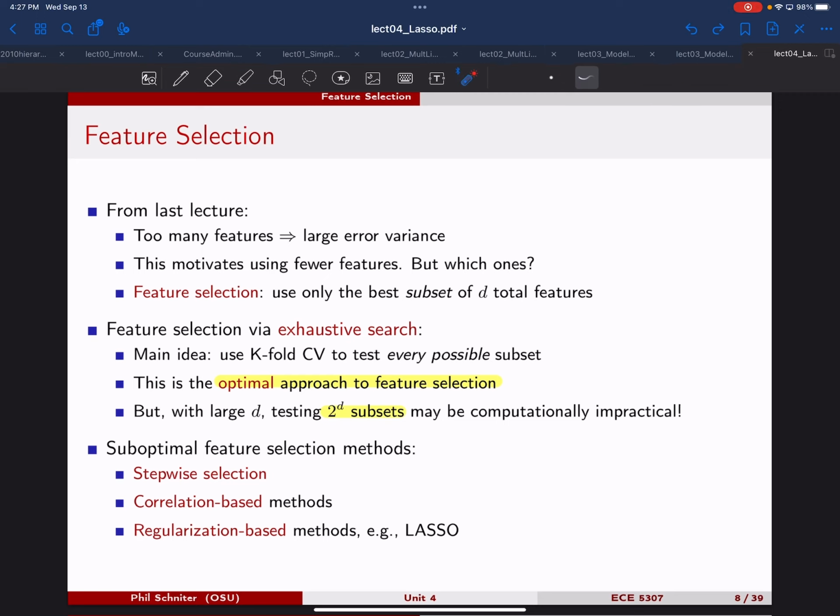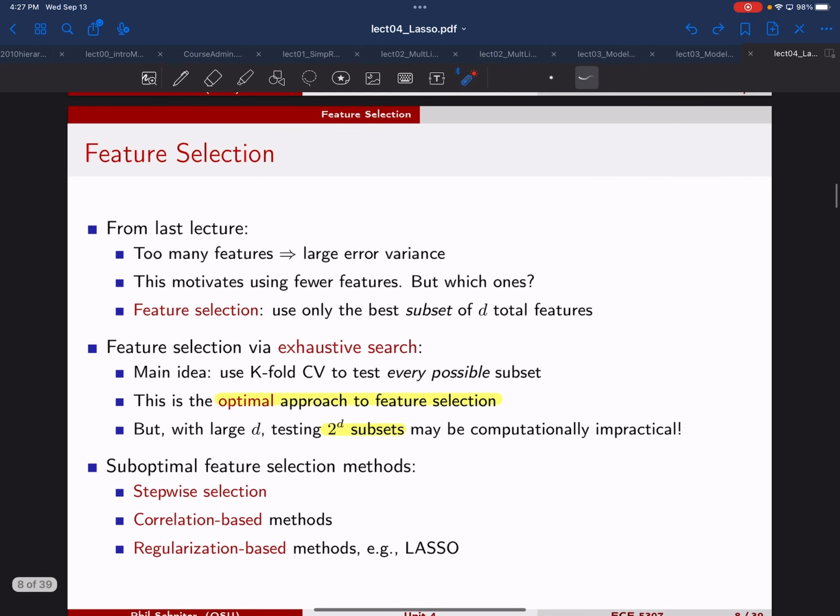The first one is called stepwise selection or stepwise regression. The next one is correlation-based methods. The ones we'll spend most time on are regularization-based methods such as lasso. Okay, so are there any questions before we move on about this exhaustive search? Because that's sort of the first method. That is the optimal. That's the thing you want to do if you can do it. Any questions on that?